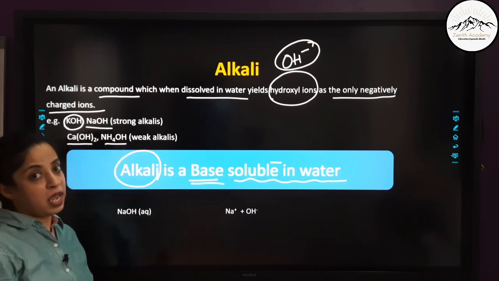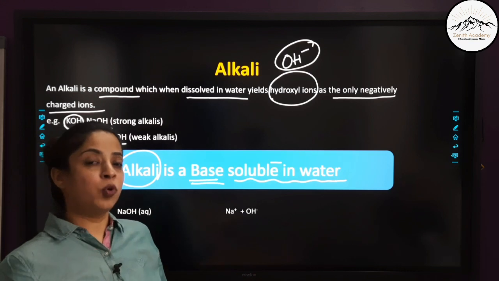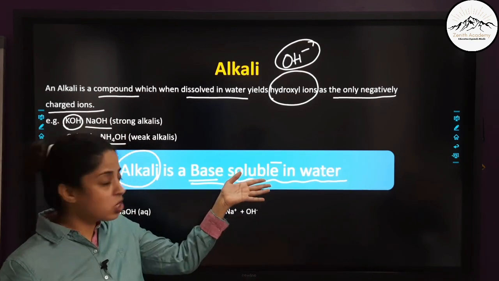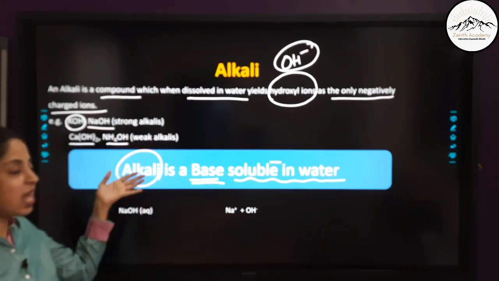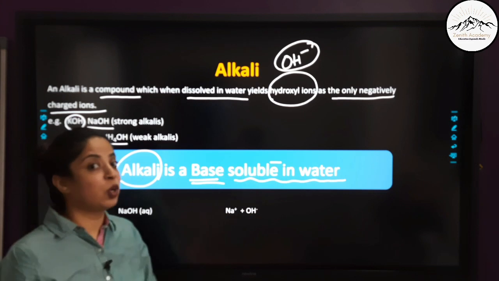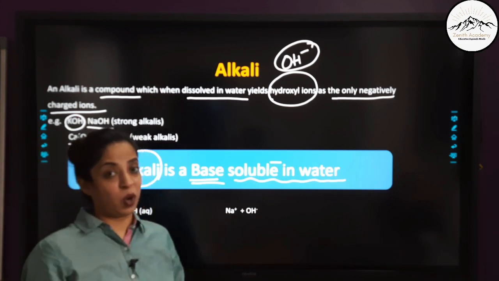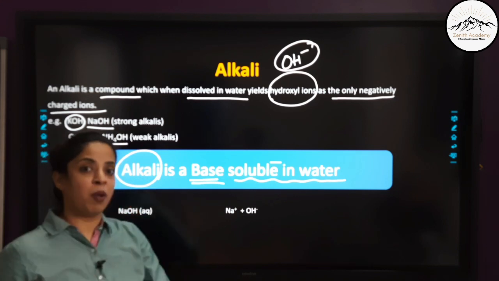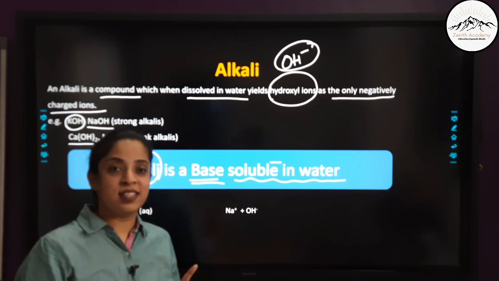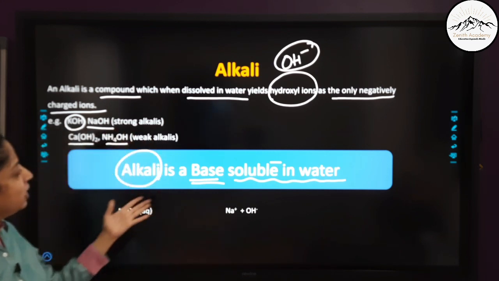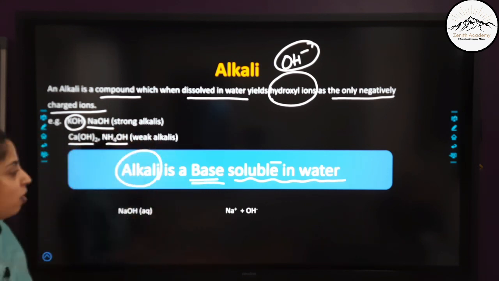But if you see base, bases are of two types, one that is soluble and one that is not soluble. So those bases which are soluble are known as alkali. So all alkalis are bases but not all bases are alkalis, because the insoluble bases are not alkalis. You should remember this: all alkalis are bases but not all bases are alkalis. So alkali is nothing but a special example of base.